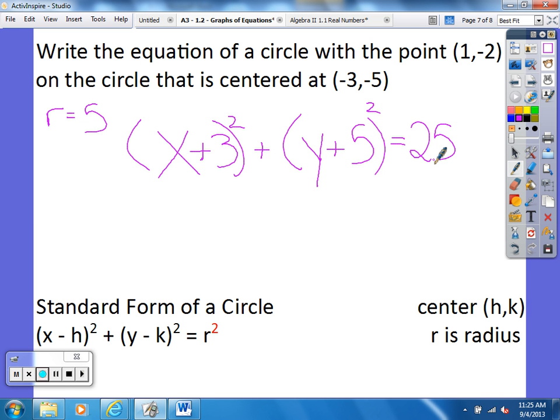You ready to see how easy this is to graph? I'm not kidding. These are my favorite graphs. I find -3, -5. I plot a point. Now my radius was 5, right? So I'm going to go up 5. Put a dot. Go back to the middle. Go over 5. Put a dot. Go back to the middle. Go down 5. Put a dot. Go back to the middle. Go left 5. Put a dot. And now I just connect them with the circle.